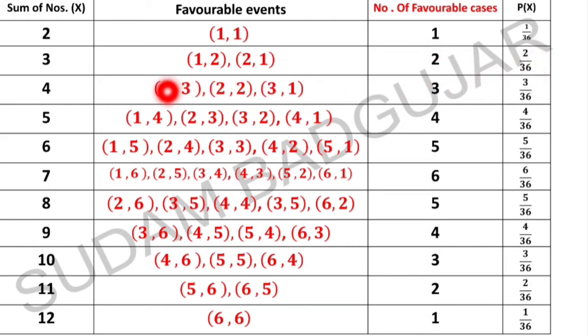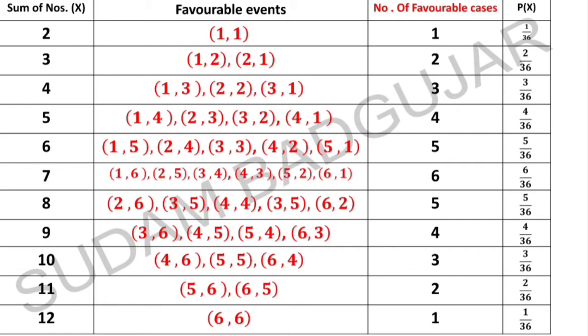and the number of elements is 2 and its probability is 2 by 36. X is 4, that is 1 plus 3 is 4, 2 plus 2 is 4, 3 plus 1 is 4. Number of elements is 3 and its probability is 3 by 36. If X is 5, that is 1 plus 4, 2 plus 3, 3 plus 2, 4 plus 1. In this way elements are 4 and probability is 4 by 36. Similarly, you can find out for X is 6, 7, 8, 9, 10, 11. X is 12, it contains the 6 plus 6 element, means number of elements is 1 and its probability is 1 by 36.